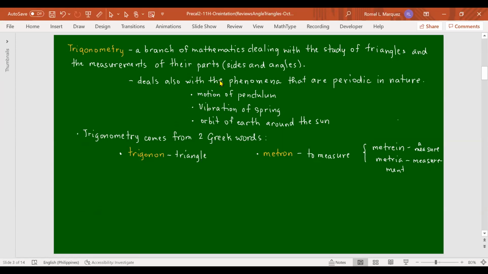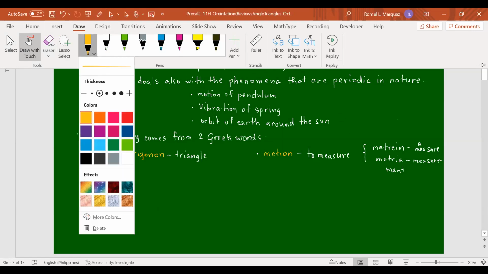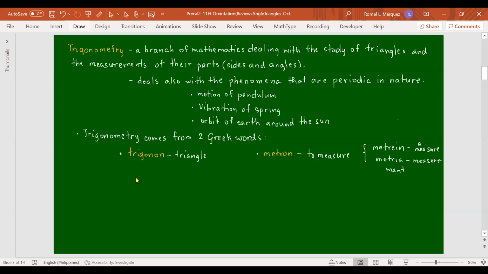So going back to the definition of trigonometry, dealing with triangles and their parts, sides and angles. So we need to recall sides and the definition of angle. So what is an angle? Do you still remember what an angle is? Guys, anyone? What is an angle?